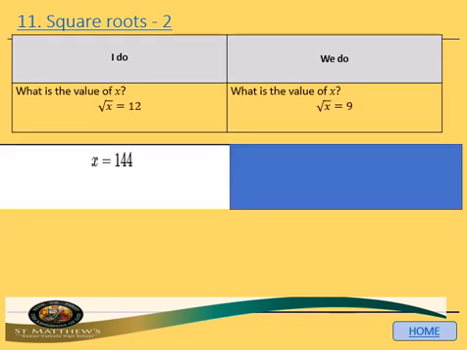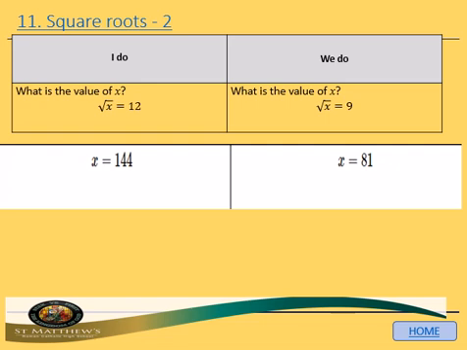And for the last two, I do and we do. The first one says, what is the value of x? And it's square root of x equals 12. Well, the square root of x equals 12. So what number will be under that square root? What square root equals 12? So I can do 12 squared. 12 squared, 12 times 12 equals 144. So it must be 144 under this square root. Please copy that down in your books and then try the we do for yourselves. We'll go through the answer in a minute.